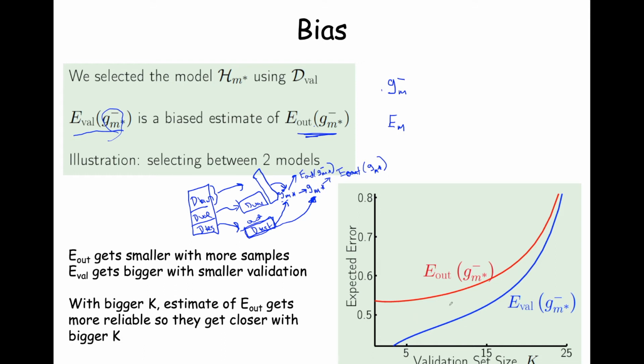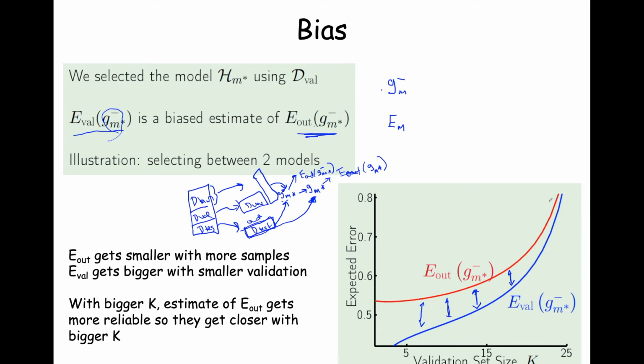Let's also see what happens when the validation set size gets larger. You notice here that the distance between E out and E val gets smaller and smaller. The reason for that is, of course, as validation set size gets bigger, it becomes more and more a better estimate of out-of-sample error. So even though out-of-sample error gets bigger, because there are fewer training examples, the gap between the estimate, E val, and E out is going to narrow.